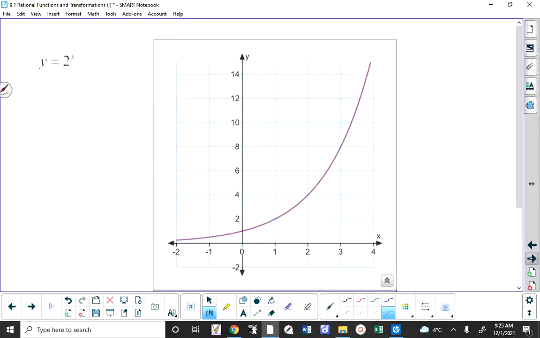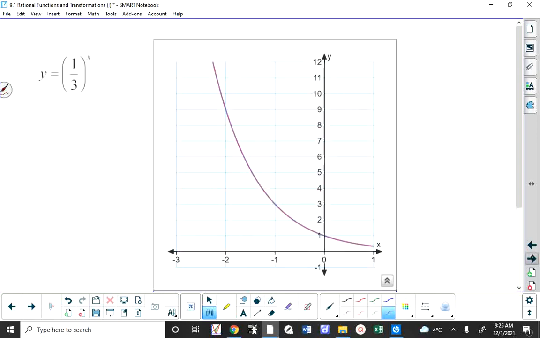In the last unit, we learned what y equals 2 to the x looks like. It's a basic exponential function. You now should be able to transform that through the application of those 4 parameters, a, b, h, and k. Another exponential function, but this one has a base between 0 and 1 as opposed to greater than 1.